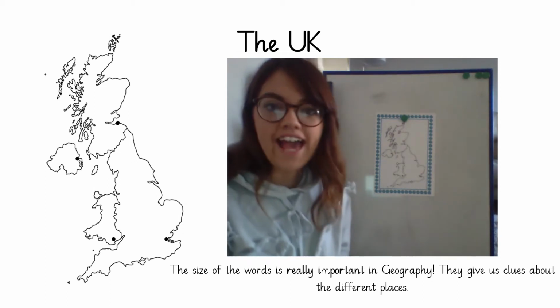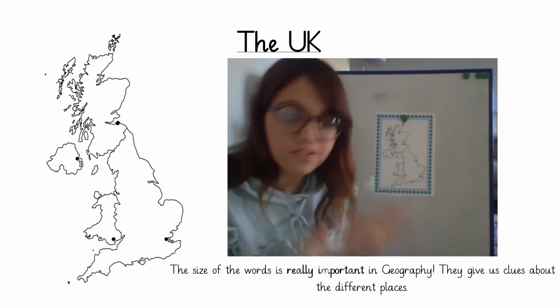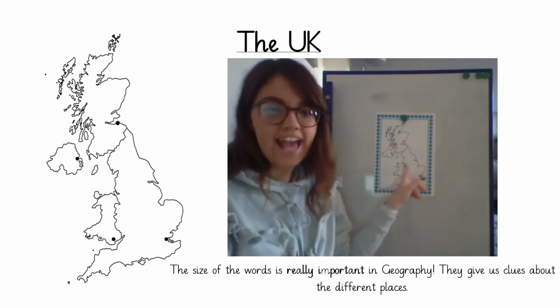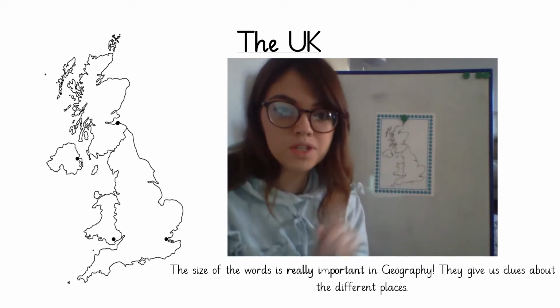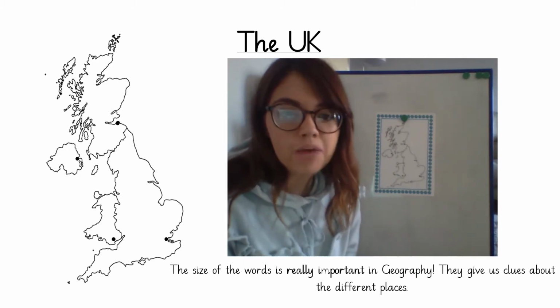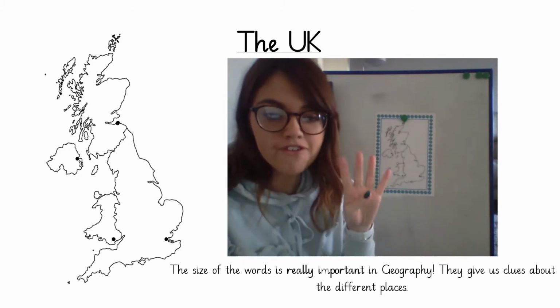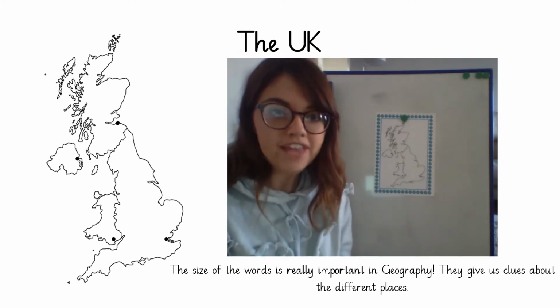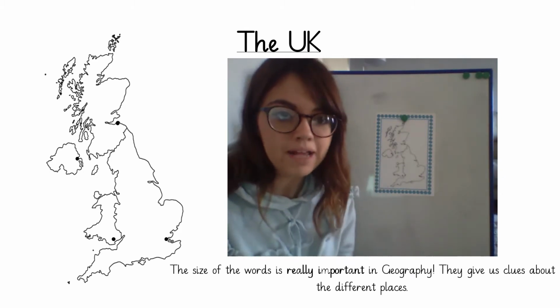But before we do that, I thought we could have a little look over all of the things we already know about the UK. So, on my board here, I've got a blank map. There's also one on your screen on the PowerPoint. We're going to have a little go at seeing if we can name the 4 countries that make up the UK and see if we can put their names in the right place on the blank map.